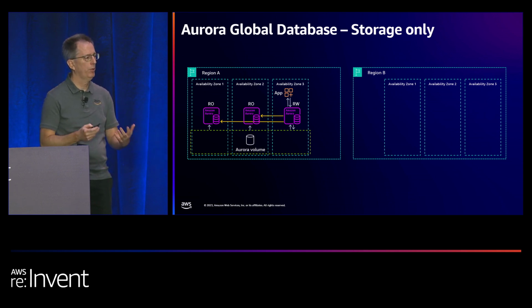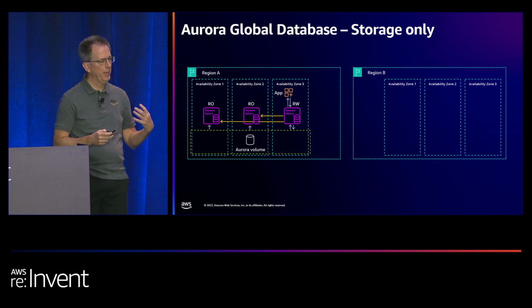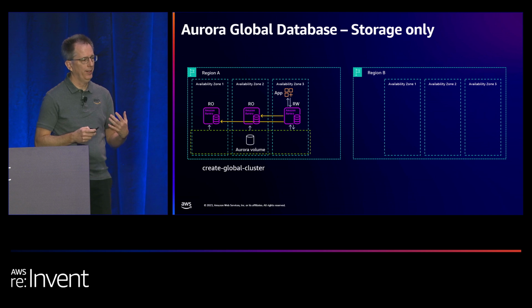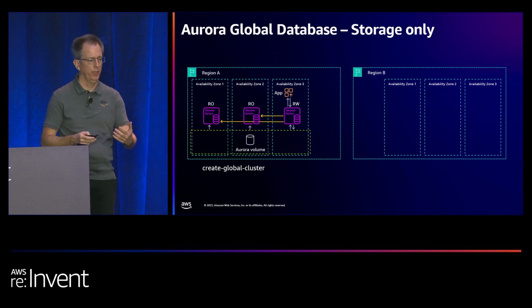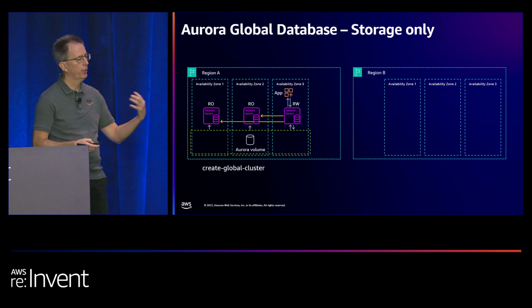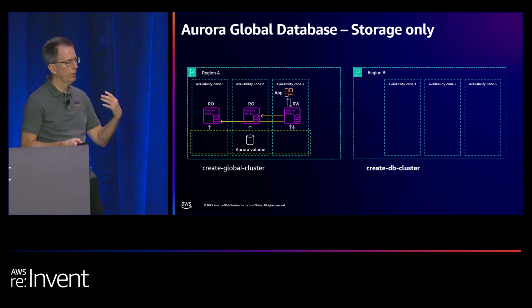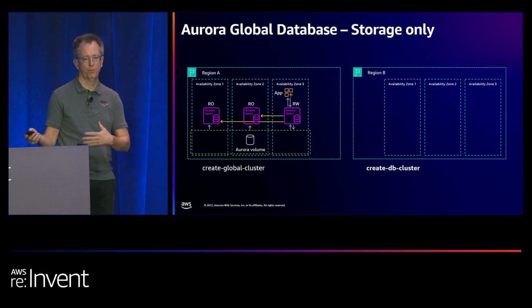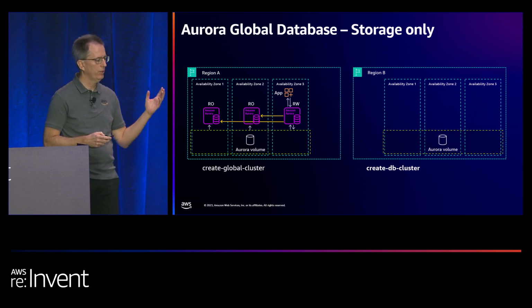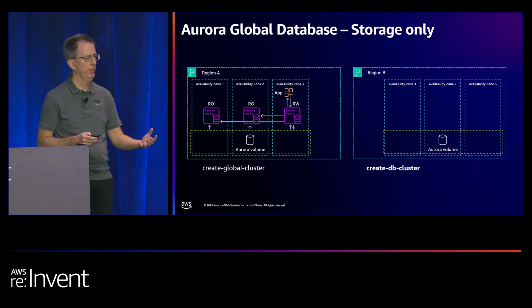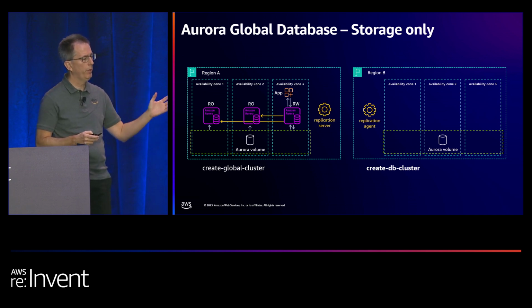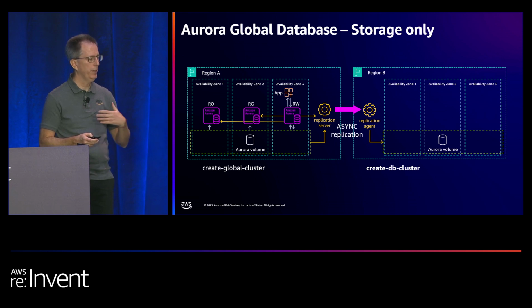So now we're going to look at global database. And this is based on the technology that Tim talked about that allows us to do storage-only replication. So if you have an existing cluster, you can add it by doing a create global cluster and you add that one to it, or you can start by creating a global cluster and create your first cluster in region A. And then you do a create DB cluster in region B, referencing that it's part of that global cluster. And when you do that, you basically get your Aurora volume in the second region. And at this point, behind the scenes we set up this replication server and a replication agent, and we start replicating the data from region A over to region B, right?